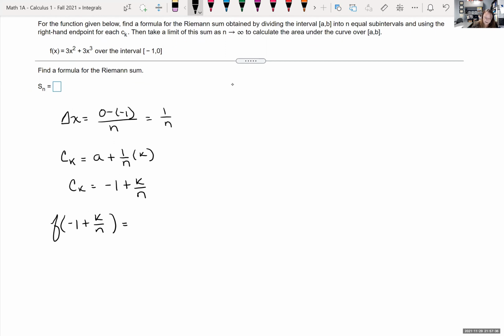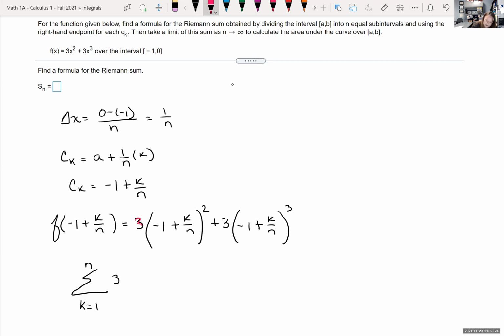So plugging this in wherever we see an x, we have 3 all times -1 plus k over n, quantity squared, plus 3 all times -1 plus k over n, quantity cubed. So our summation, S sub n, is equal to the sum from k equals 1 to n of f of c sub k. Notice we can factor out a 3 from both of those terms, and I can pull that 3 outside of my summation.